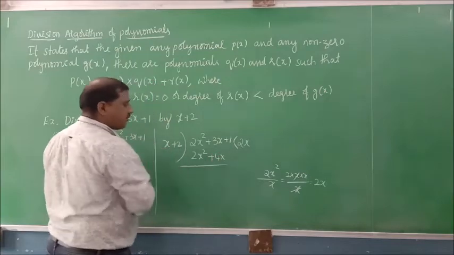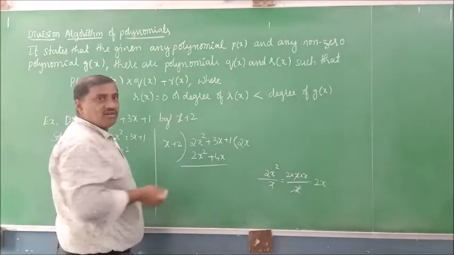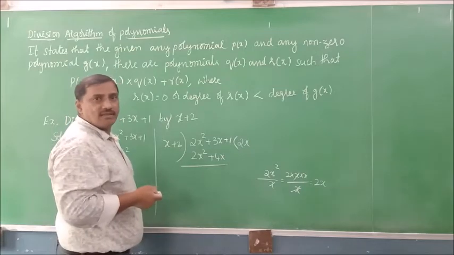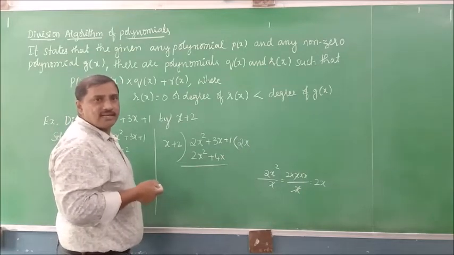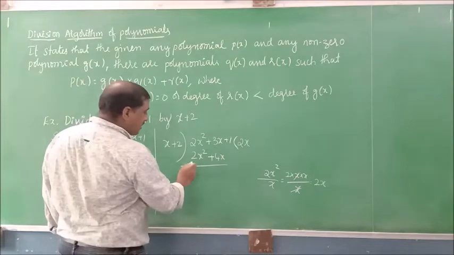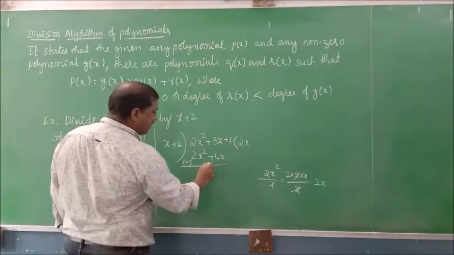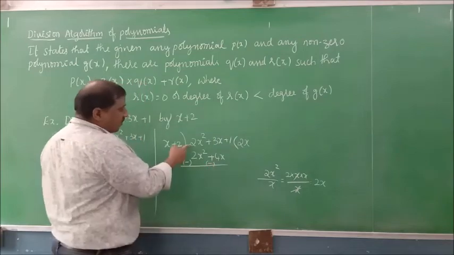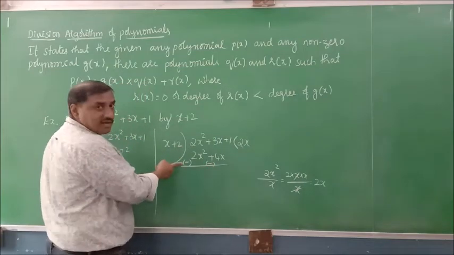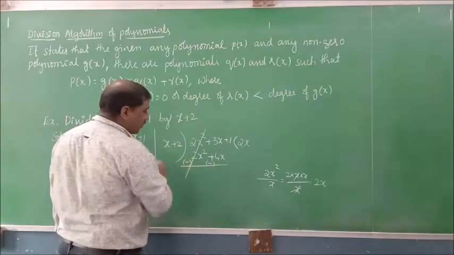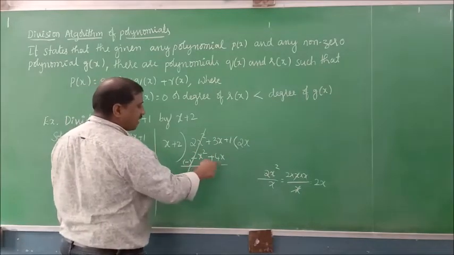Now we need to subtract this. While subtracting, what do we do? We have to change the arithmetic signs. So what are the signs here? Plus becomes minus, and plus becomes minus. Now plus 2x square minus 2x square, both are cancelled, and you get 0. Then plus 3x minus 4x.